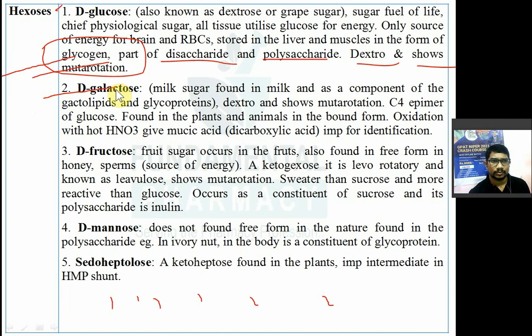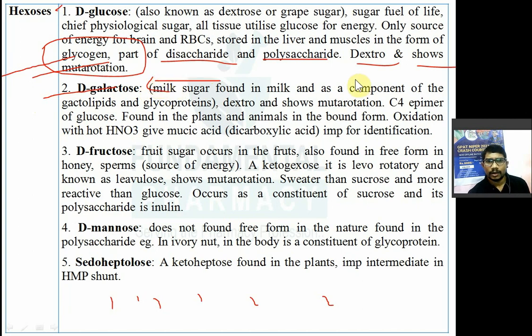Now the next hexose sugar is galactose. D-galactose. Why is D written? Because most of the sugars in human beings are dextro. That's why D. Now galactose is known as milk sugar. It is found in lactose. So it is known as milk sugar.